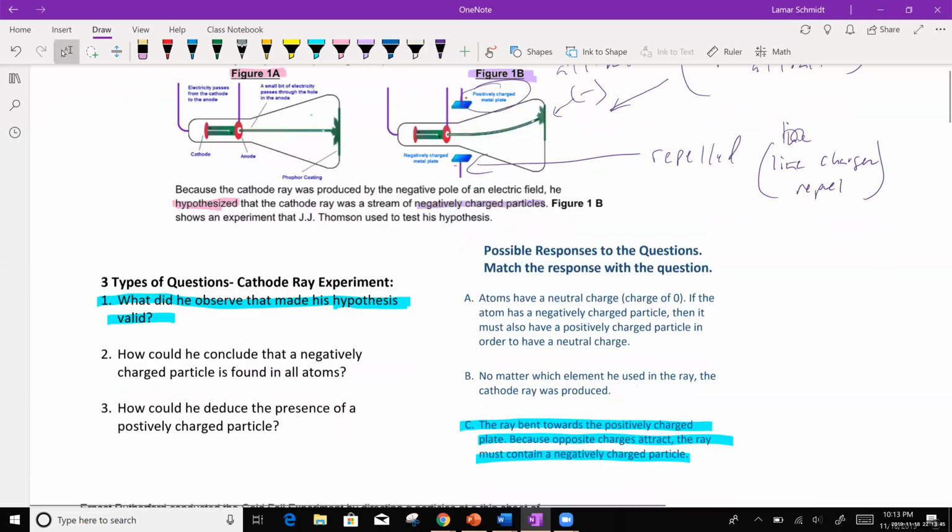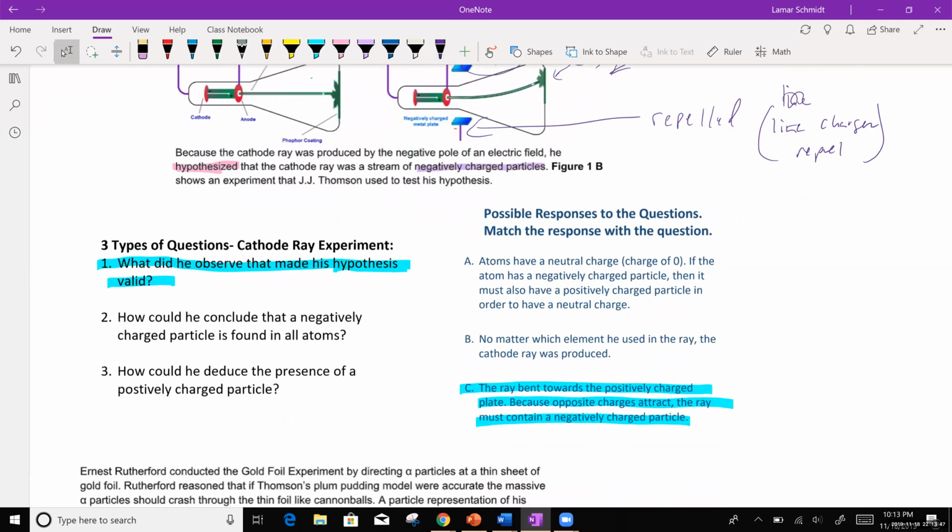Okay. How could he conclude that a negatively charged particle is found in all atoms? You have to find a choice that would match that question. B is going to be our best choice, because no matter which element he used in the ray, the cathode ray was produced. He could have used any type of element and gets the same cathode ray with negatively charged particles. So you can conclude that all atoms contain negatively charged particles.